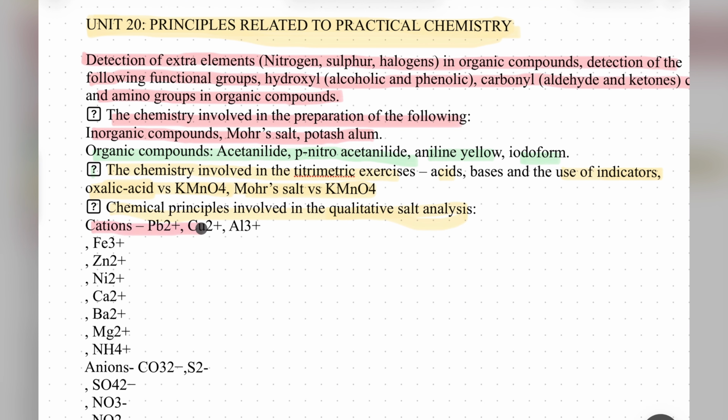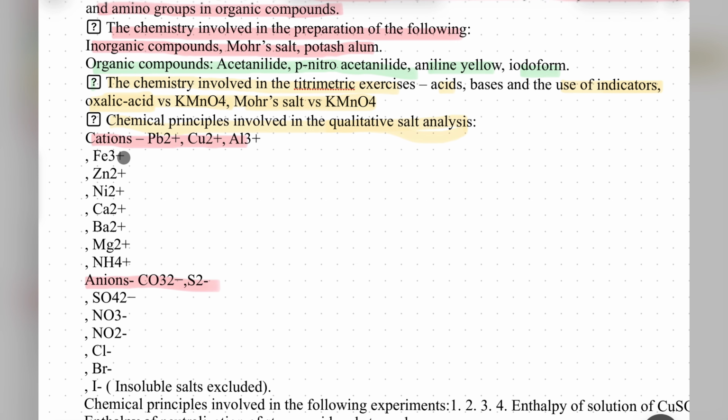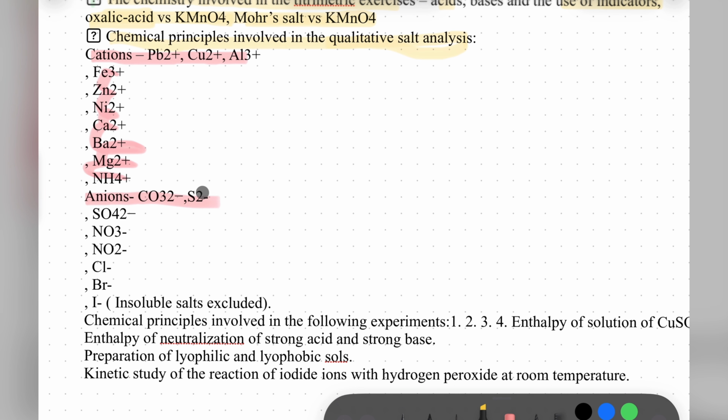Here we have two: one is cations, another is anions. Whatever cations and anions are there, we need to discuss. The cations are iron, zinc 2+, nickel 2+, calcium 2+, barium 2+, magnesium 2+, ammonium, iron 3+ onwards, Pb 2+, Cu 2+, and Al 3+ also. In anions, we'll discuss carbonate, sulfide, sulfate, nitrate, nitrite, chloride, bromide and iodide. Insoluble salts are excluded.